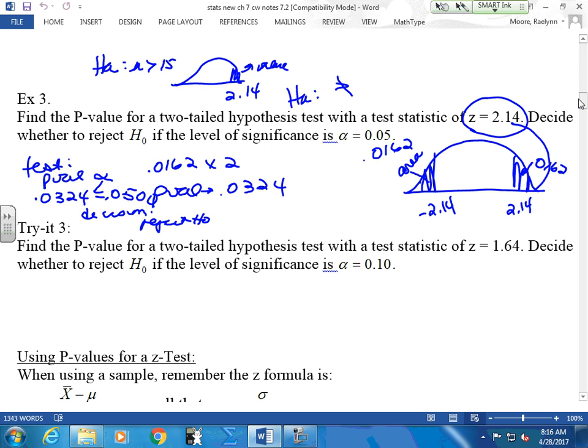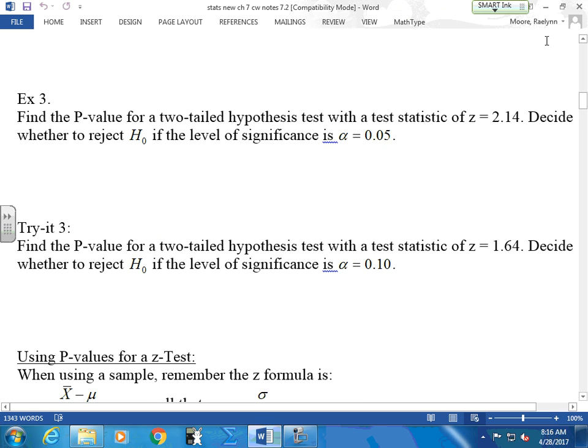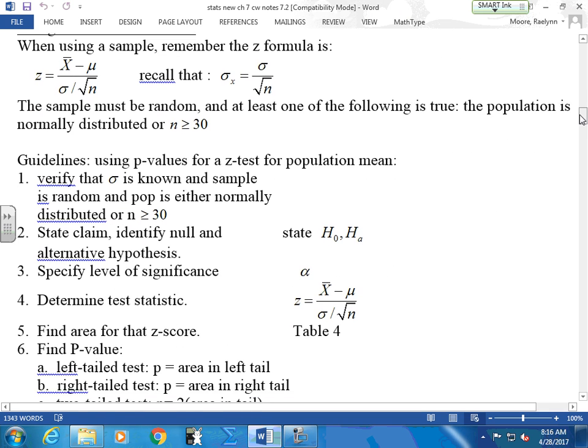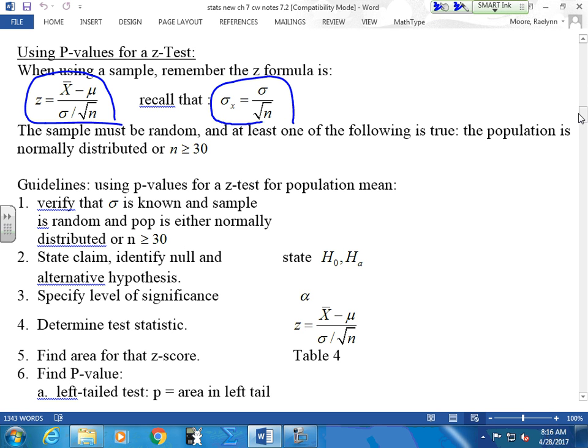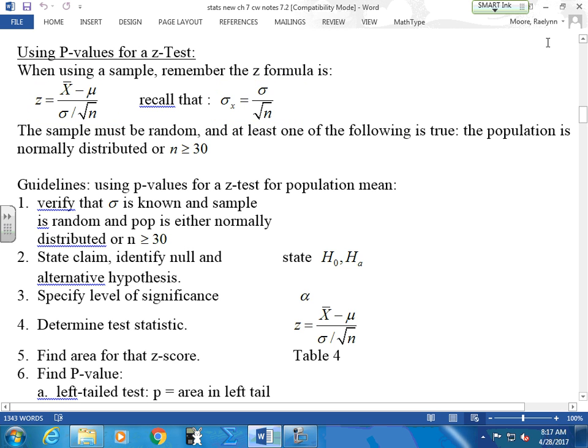Okay. On your notes, go to this page where I give you this little chart. We're going to use your beloved z-score formula. And every time we use a sample, we have to take your population standard deviation and divide it by the square root of n. This is your central limit theorem. Now I'm coming back out. So we remember that. We also need to know that it's normally distributed or n is greater than or equal to 30. Your problem has to state that somewhere. So we'll find that in there too.